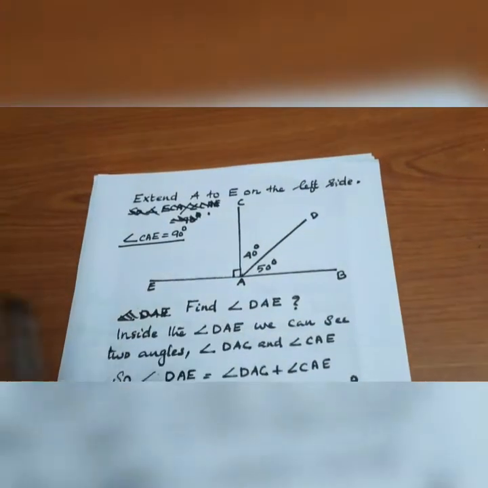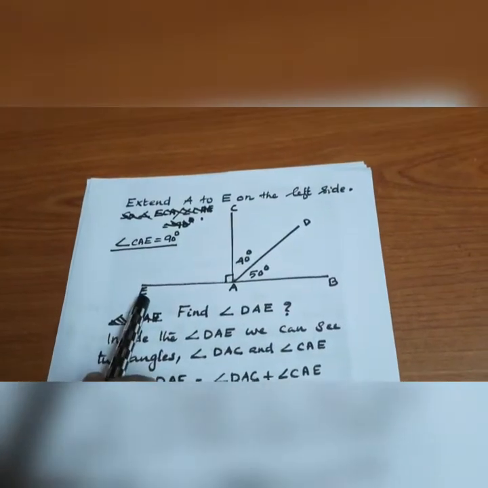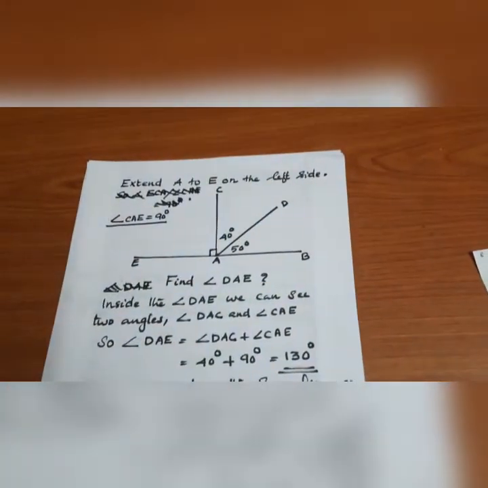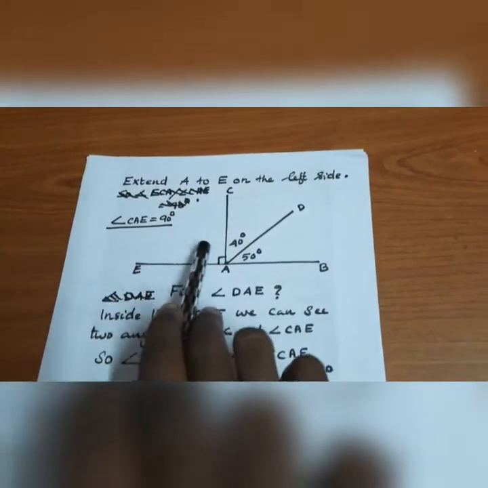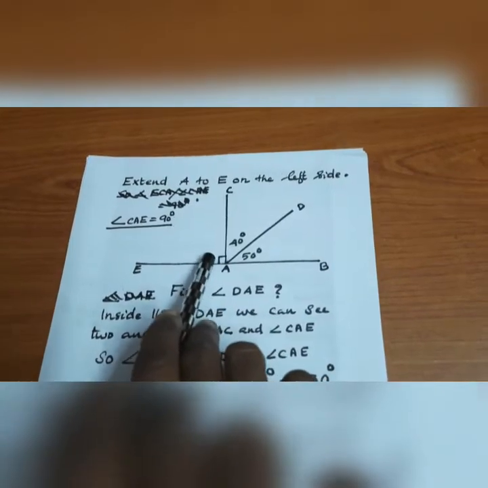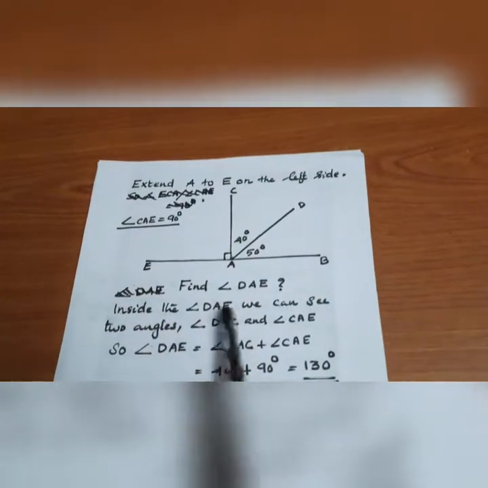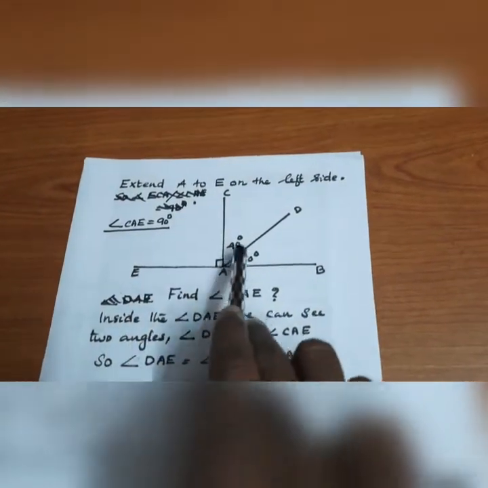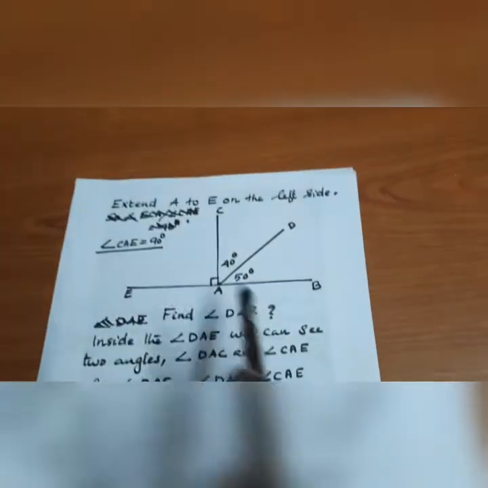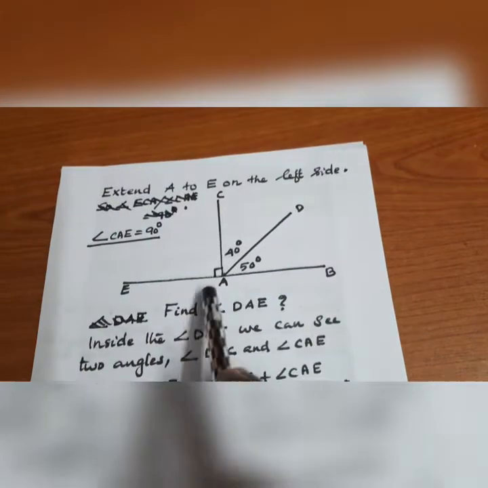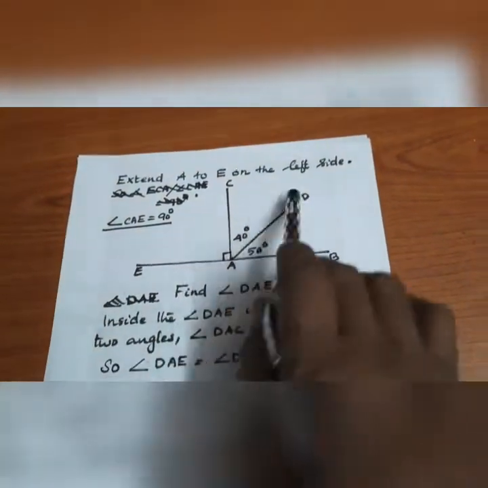Then extend the line AB to the left of A, that is AE. Here another angle is made, that is angle CAE, which is 90 degrees, and there is a mark that shows the measurement. Here the question is to find out angle EAD or DAE. Angle DAE, this angle. We have to find out the angle DAE.